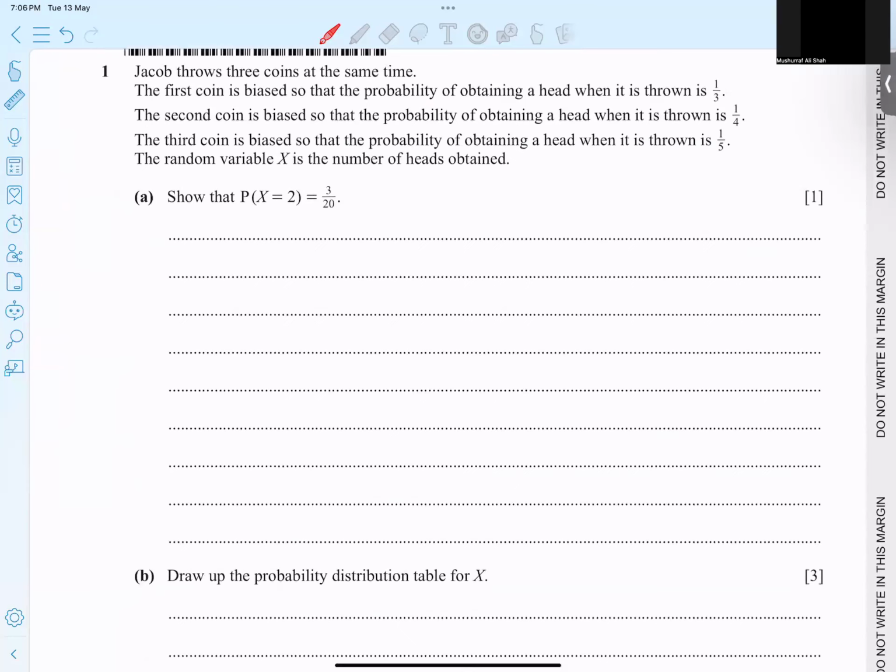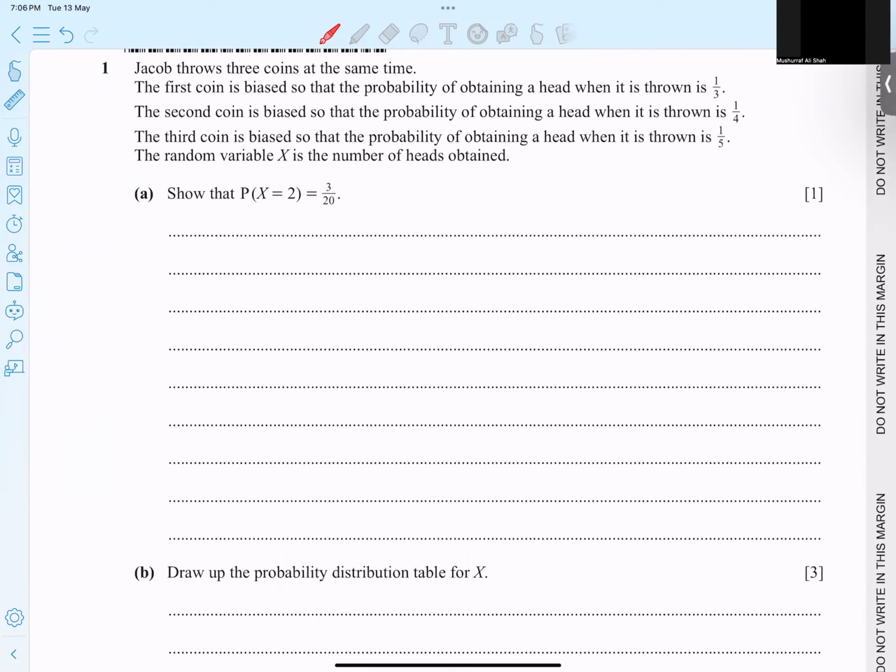Question number one. Jacob throws three coins at the same time. The first coin is biased and the probability of head is 1 by 3. The second coin is biased and the probability of head is 1 by 4. And the third coin is also biased. The probability of head is different; all three are different. X is the number of heads obtained. Our main concern is the heads obtained. He tossed all three coins together.